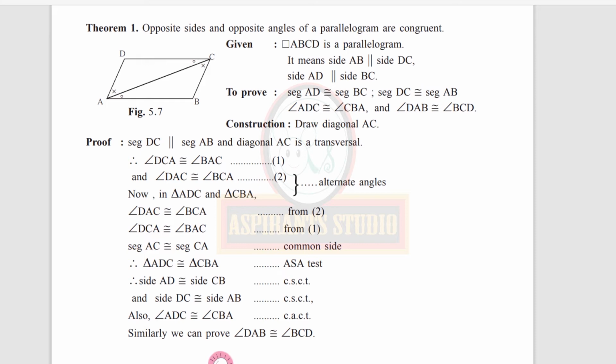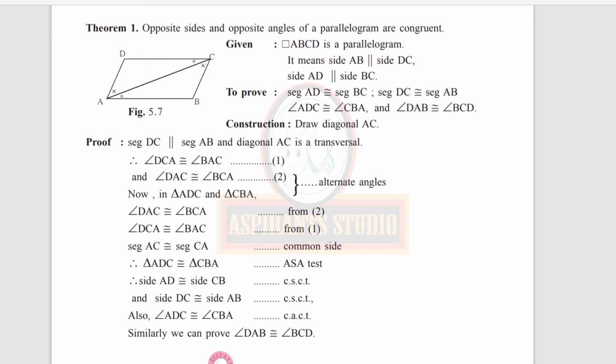You have to prove opposite sides and opposite angles of parallelogram ABCD are congruent. So in order to prove that, you have to notice from the figure segment AD, you have to prove it congruent to segment BC. Segment DC, you have to prove it congruent to segment AB.